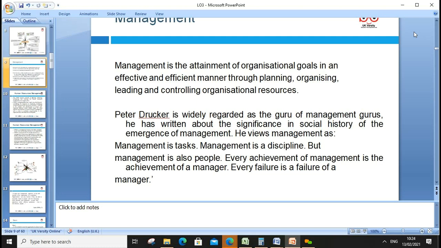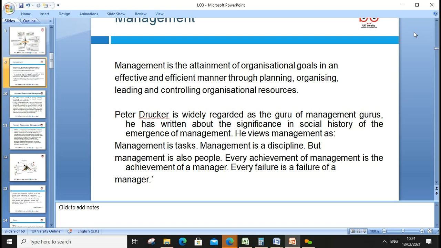Then we discuss management. What is human resource management? So first, what is management? Management is achieving organization goals in an effective and efficient manner through planning and organizing. So you have to plan your staff, you have to organize them, you have to lead, you have to control. That helps because human resources are a source of advantage.